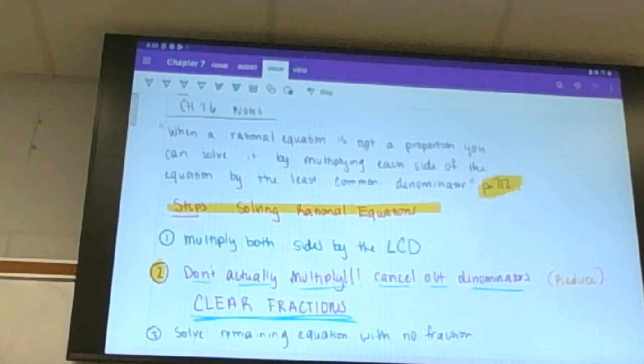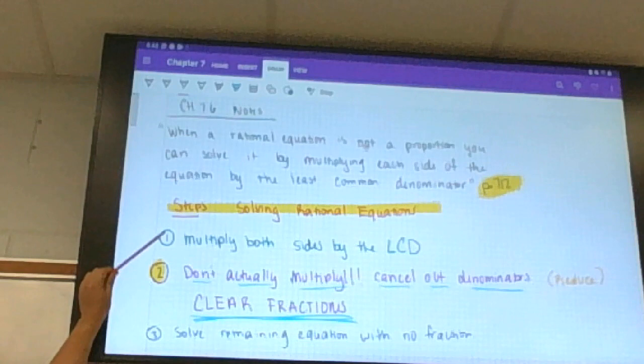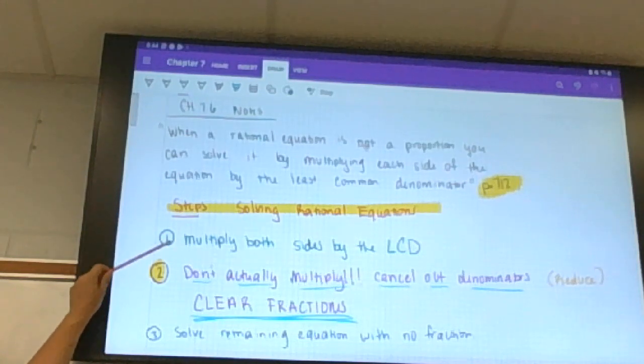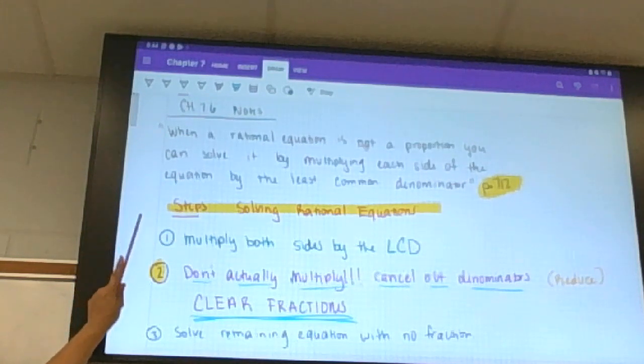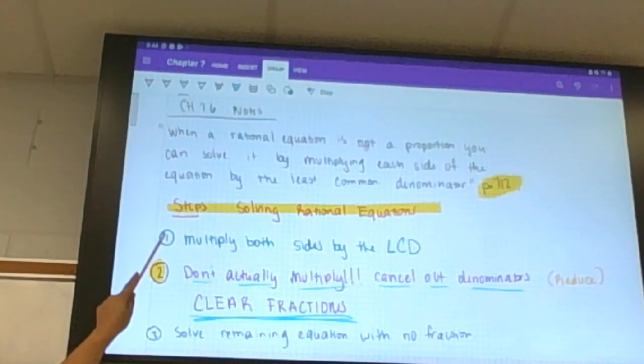So when a rational equation is not a proportion, that means it's not just a fraction equal to a fraction, and it's a little more complicated, you solve it by multiplying each side of the equation by the least common denominator. So we're going to use the LCD to clear fractions. And it's kind of magical the way it turns out. Here's the 3 steps we're going to use. First, you figure out the LCD and then you multiply both sides. The only way this happens is if you have an equal sign. You can multiply both sides by an LCD.